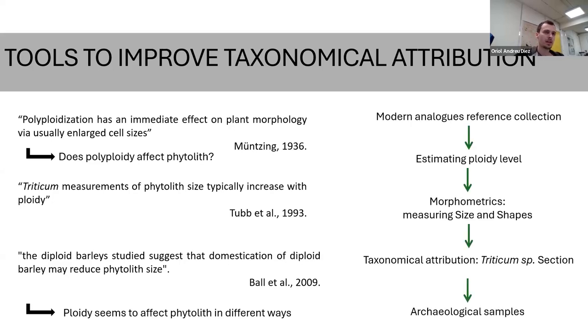So for this reason, this is the pathway that we want to follow to create, as always, this modern analogous reference collection, because this is a tool to improve our taxonomical attribution. We want to estimate the ploidy level of the species or the varieties that we are working with around the archaeological site, to try to arrive at the first stage of this attribution. Then we want to apply morphometrics because we know that polyploidization affects cell size. Also, we know that measurements of phytoliths in Triticum will increase with ploidy. And then we want to go deeper in this taxonomical attribution inside each of the Triticum sections. And in the end, all of this is to apply in archaeological samples, in our case, in Tershington.